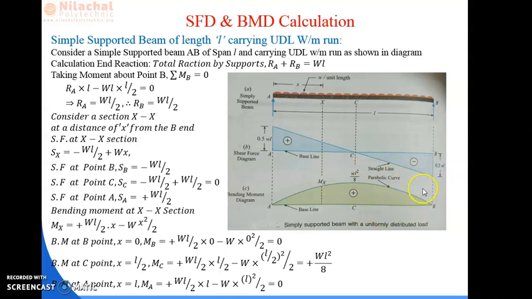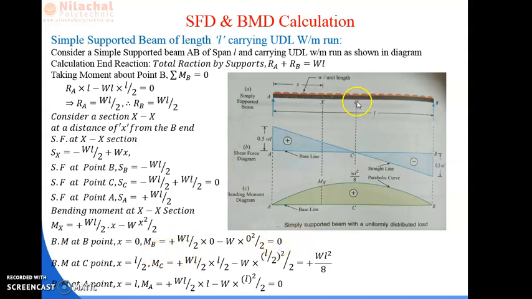Now we have to go for calculation of bending moment. At point B, RB into 0 will be, MB will be 0. Now, for the udl, it will also be 0. Hence, the total bending moment at B is equal to 0.